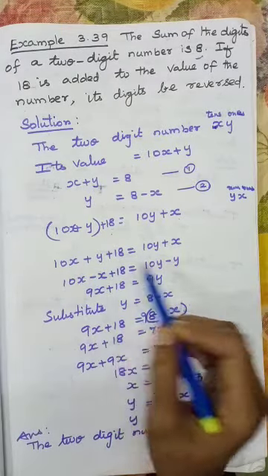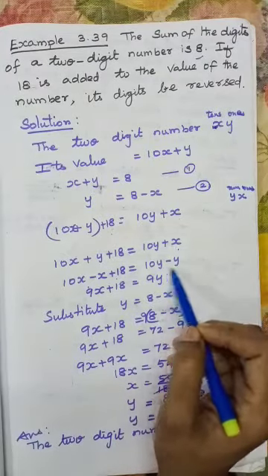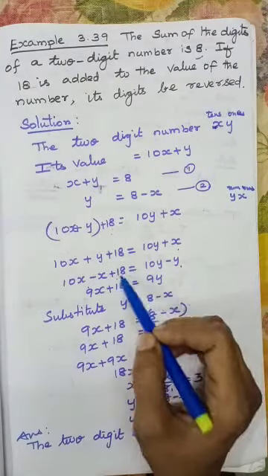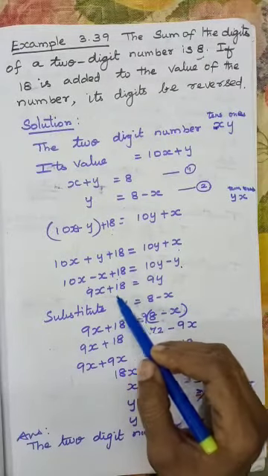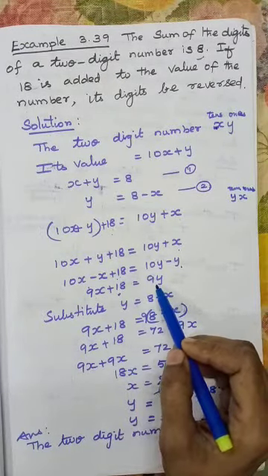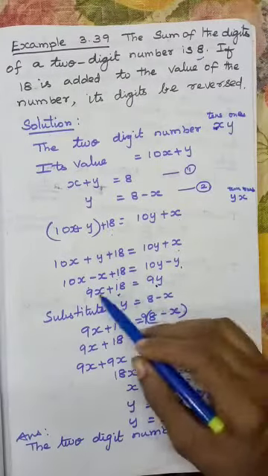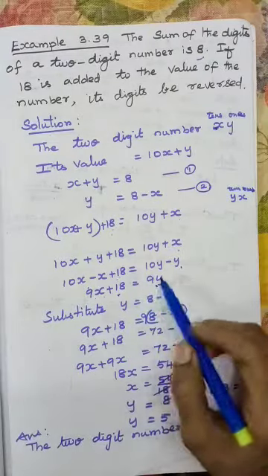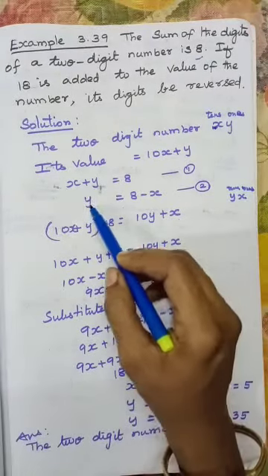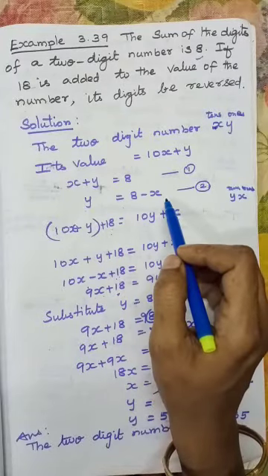Now you bring the x to this side and y to that side. So 10x minus x. Then bring this y to this side, 10y minus y plus 18. Now 9x plus 18 is equal to 9y. Now here we have two unknowns. We have to make this as 1. So here we have changed this equation to y is equal to 8 minus x, isn't it?